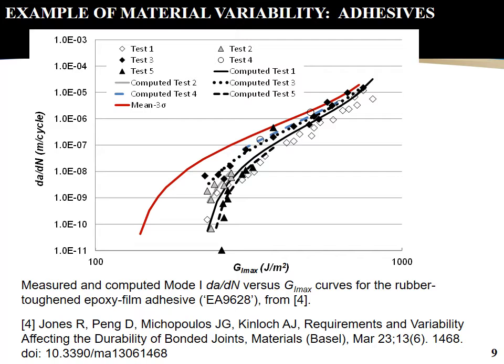In this particular example, there is very little variability in the fracture toughness. The variability in the curves is largely governed by the variability in the fatigue threshold. This now enables us to compute the worst case mean minus 3 sigma curve for this particular adhesive, which is shown in red in the figure.